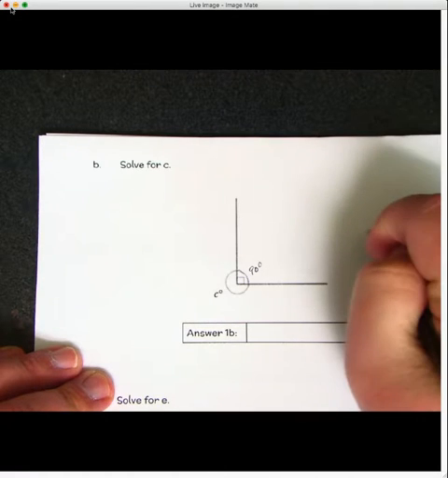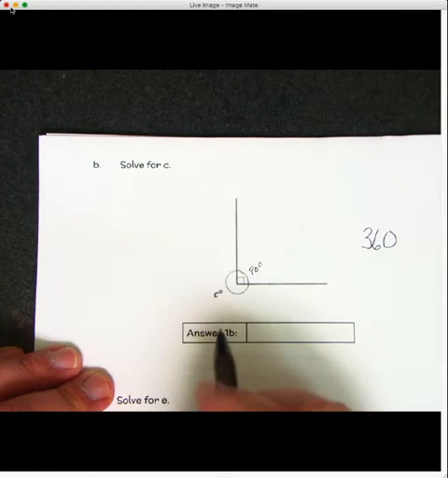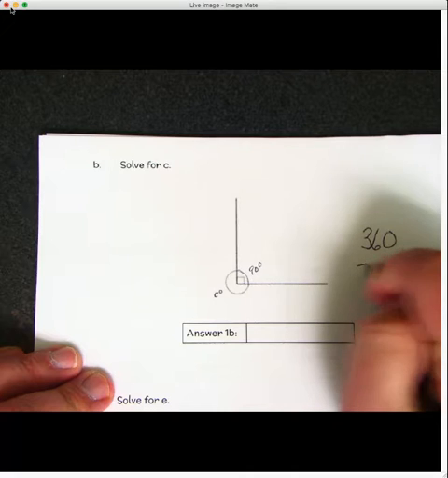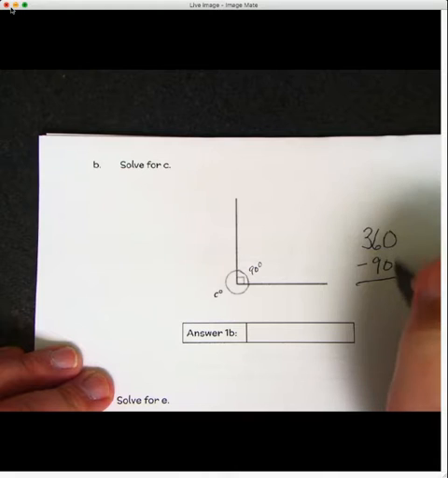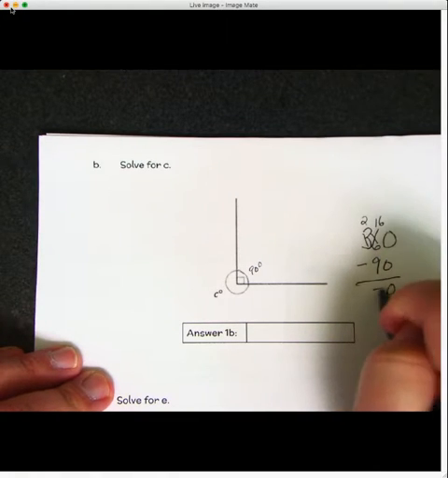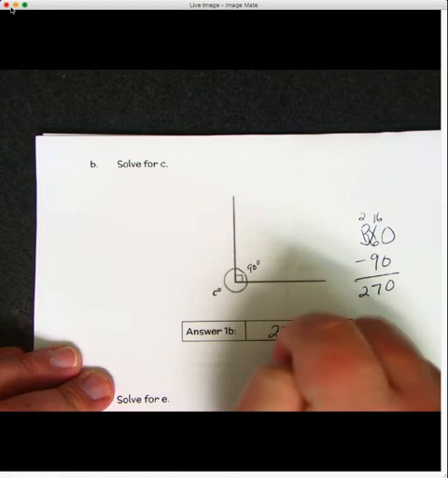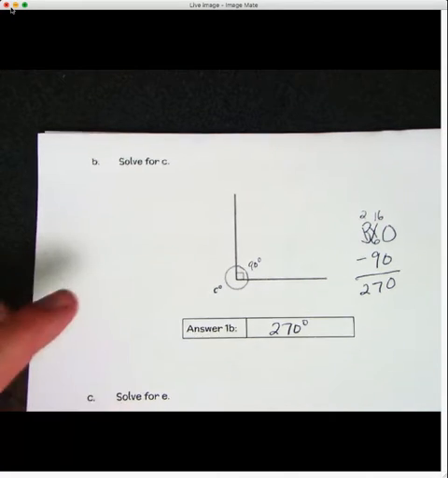A whole circle is 360 degrees. Remember last week we talked about this. There are four 90-degree angles inside a circle. We've only got one of them here, so we're going to take that away: 360 minus 90. We subtract, and we get 270. So angle C is 270 degrees. Are you getting this? Okay, let's look at the next one here.